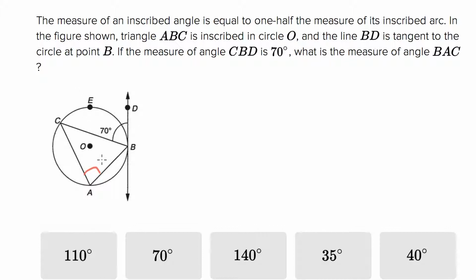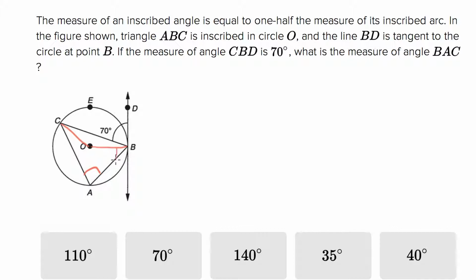This is something you should know anyway. It's nice that they gave it to you, but you really should have it memorized: the measure of an inscribed angle is equal to half the measure of the inscribed arc. So let's draw on the inscribed arc. Here, angle BAC has half the measure of angle COB, which I just drew on here.